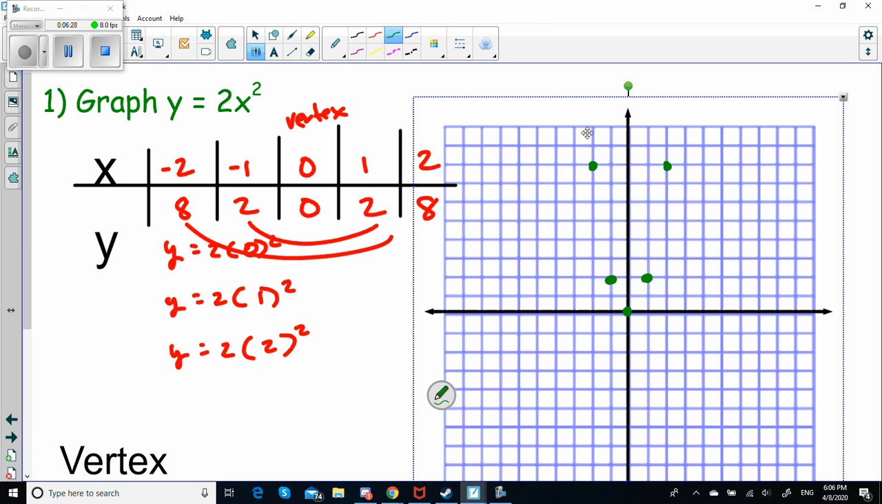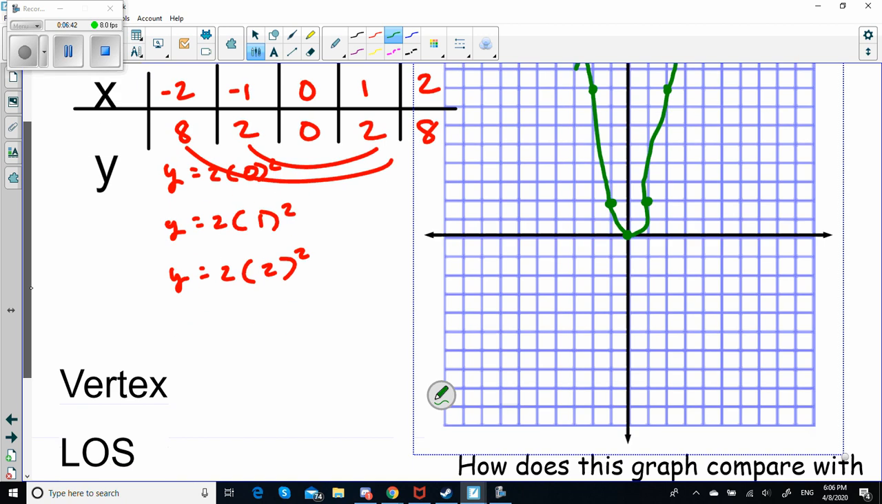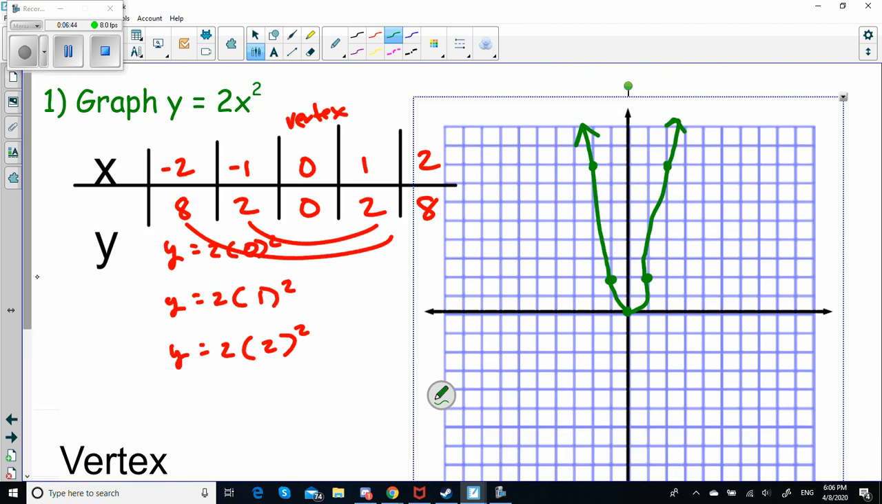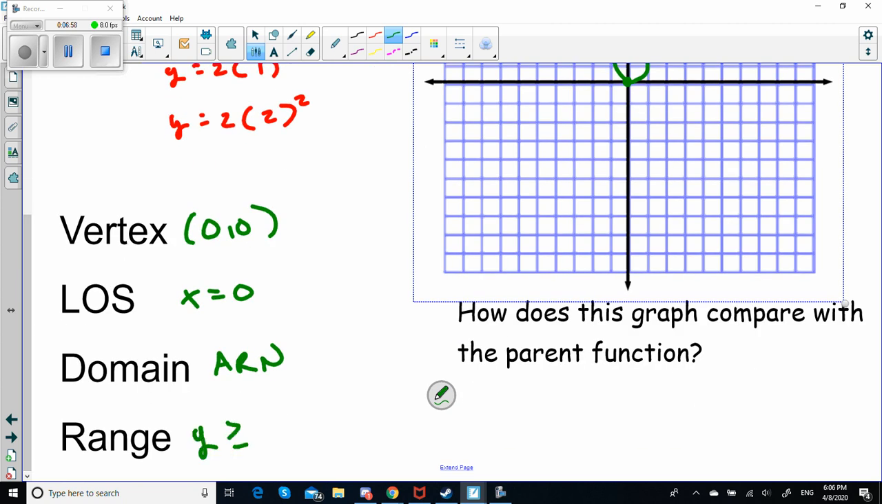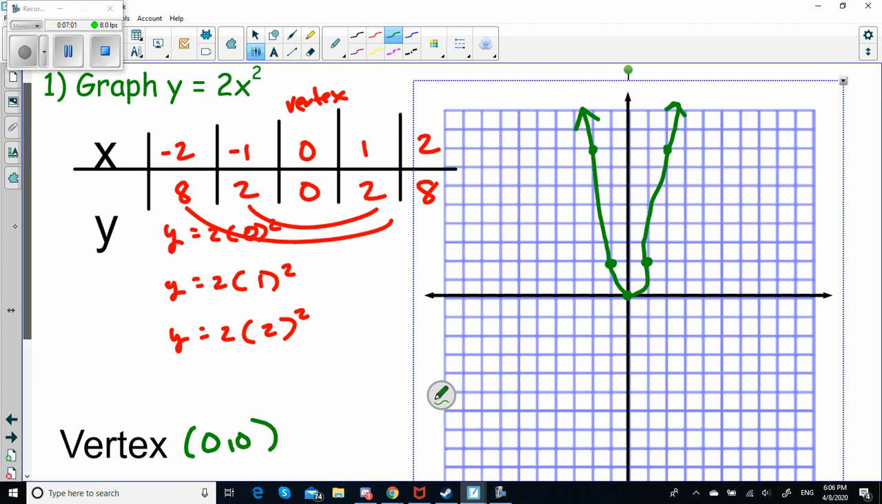So let's try to hit all these points with my slate. Try to make that bottom rounded. You don't want the bottom to be pointy. That is a different graph if it's pointy. Okay, so you can see very clearly from the picture that the vertex is (0, 0). You can also see that from the table. The line of symmetry is x equals 0 because I could draw my fold line right down the middle. The domain is all real numbers, and the range is y is greater than or equal to 0 because it's the 0 and it's above.